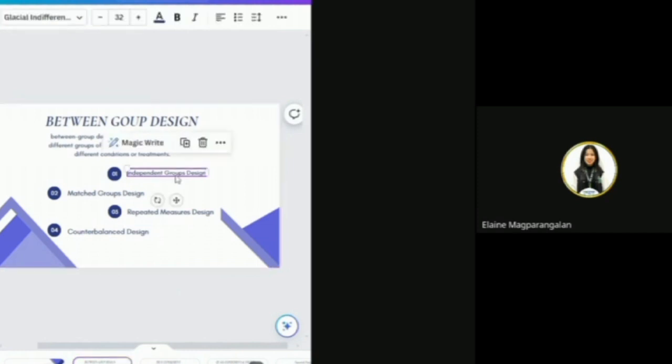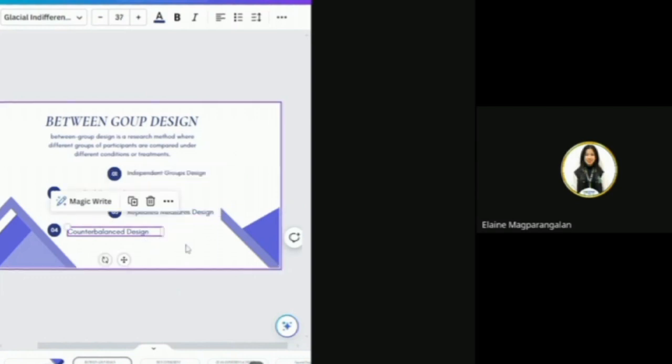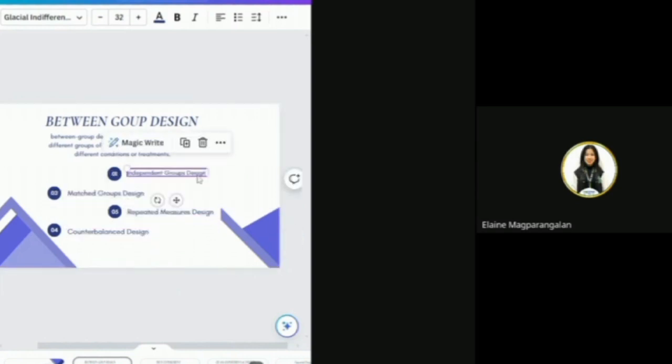First off, we have the independent group design. The second one is matched group design. The third one is repeated measures design. And the fourth one is counterbalanced design. Now, what is independent group design? In independent group design, participants are randomly assigned to different groups, with each group experiencing a different condition or treatment. Say, for example, one group might receive a new teaching method, while another group receives the traditional method.